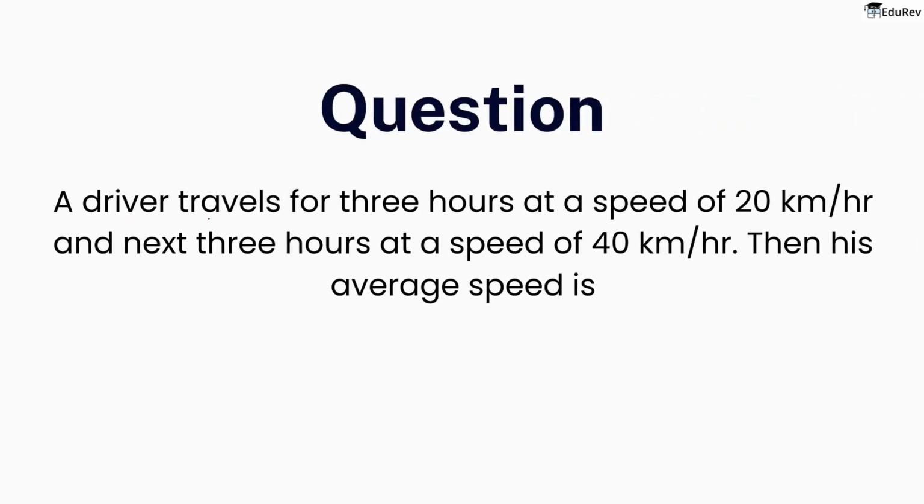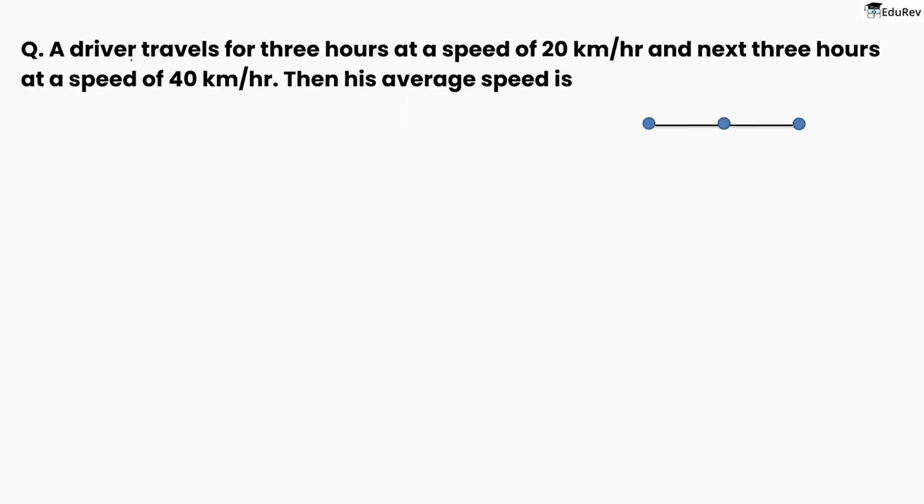Question. A driver travels for 3 hours at a speed of 20 kilometers per hour and the next 3 hours at a speed of 40 kilometers per hour. Then his average speed is? Both times the driver travels for the same time with different speeds. Hence, to find his average speed, we can directly use the formula we learned in the second case, where speeds are different but time taken is the same in both travels.